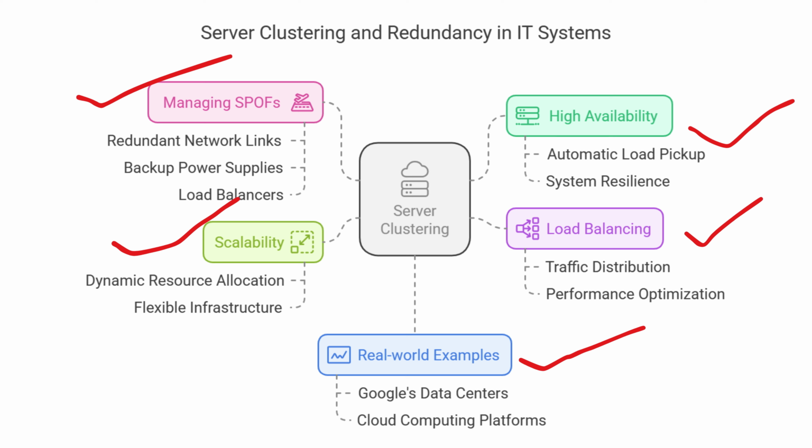Whether it's a bank processing transactions, a hospital running medical systems, or an e-commerce website handling orders, availability is crucial. By implementing RAID, redundancy, and clustering, organizations can guarantee that systems stay online, even in the face of disasters.